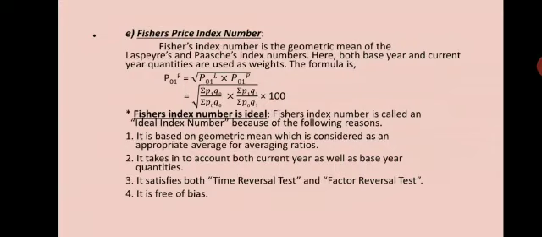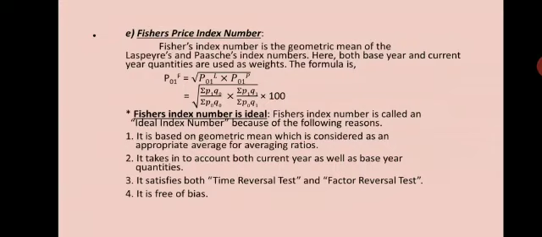The Fisher's price index number formula is P01 of Fisher's, which is equal to the square root of P01 of Laspeyres into P01 of Paasche, which is equal to the square root of summation P1 Q0 divided by summation P0 Q0 into summation P1 Q1 divided by summation P0 Q1, into 100.